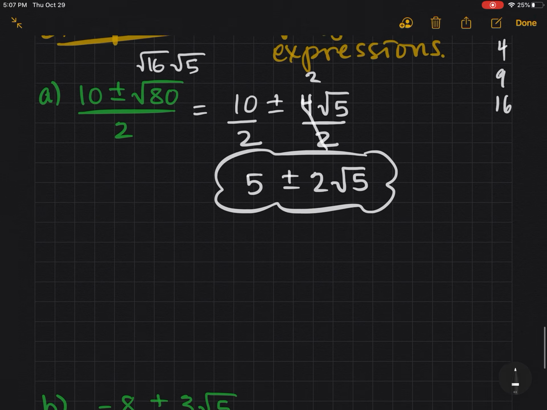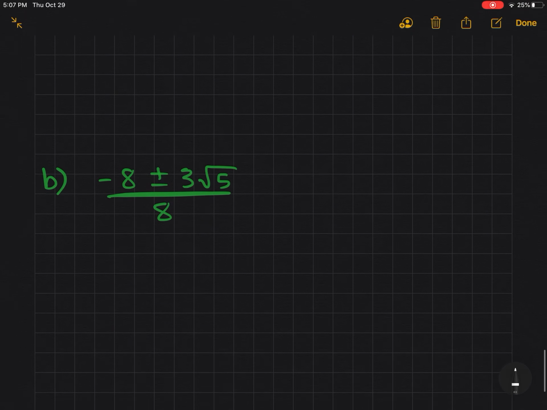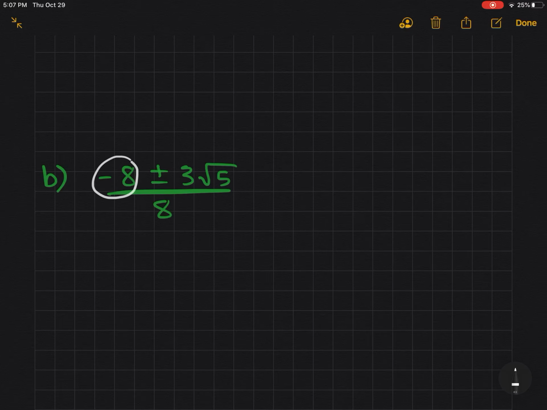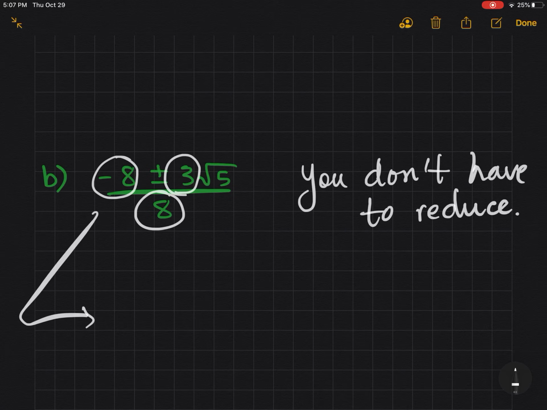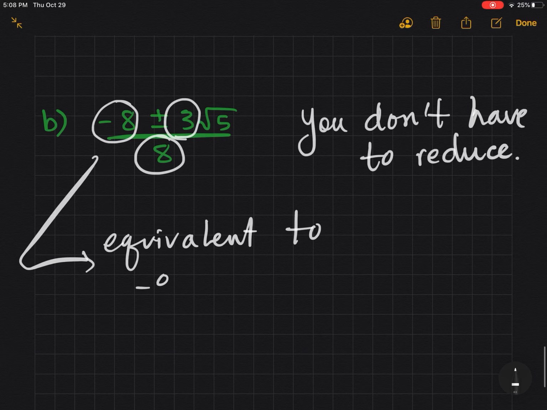Okay. Let's do one more. Notice here, these are the 3 numbers that you want to pay attention to. There's no common factor for all 3 of them. So, you don't have to reduce. You don't have to. However, it would be equivalent if you wanted to split it.